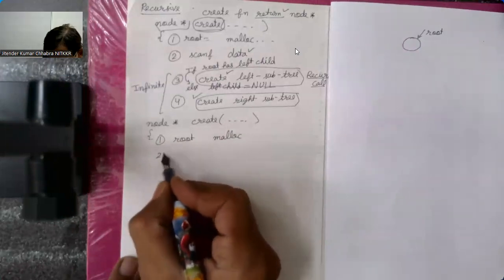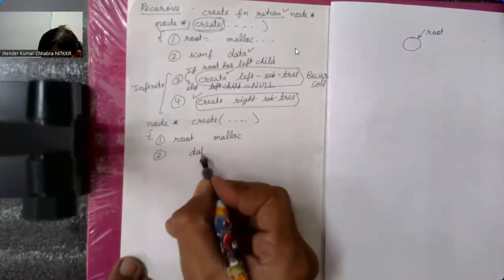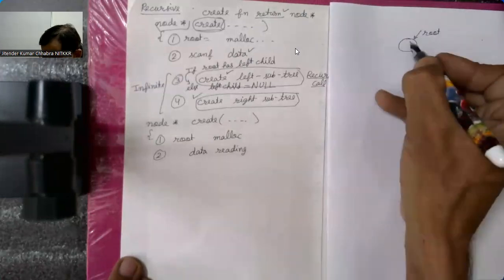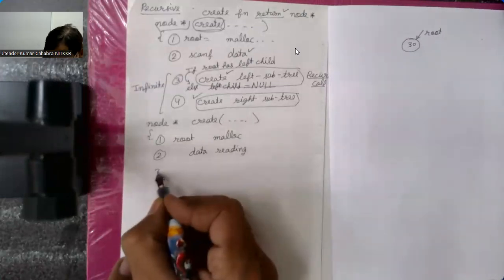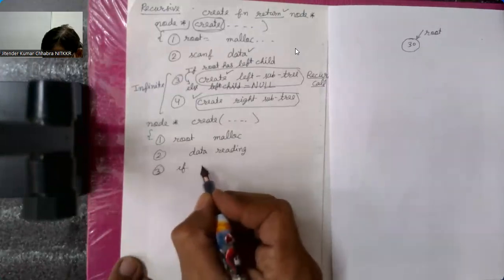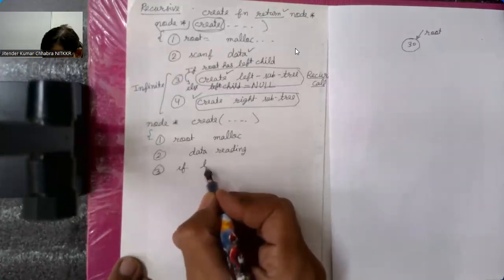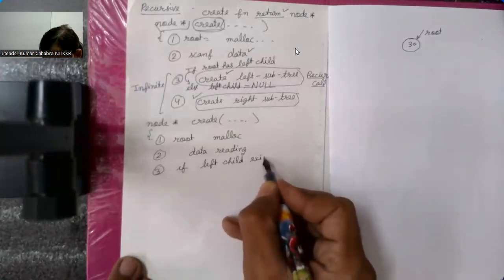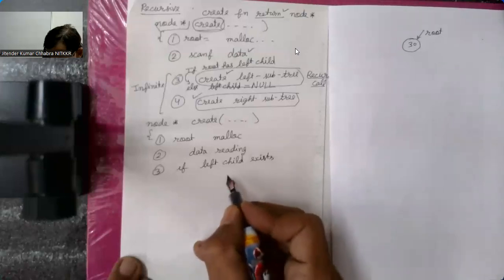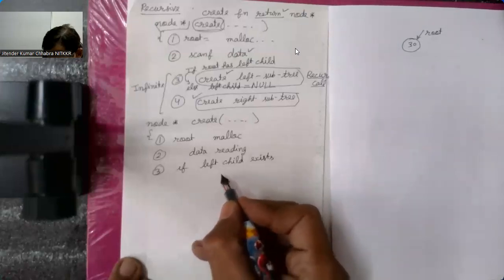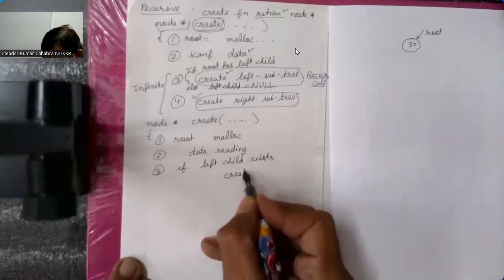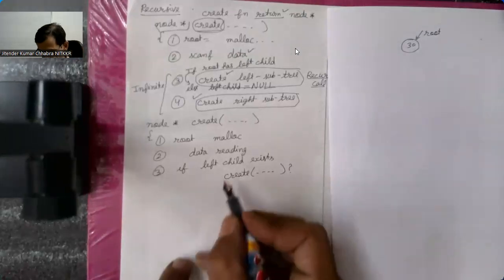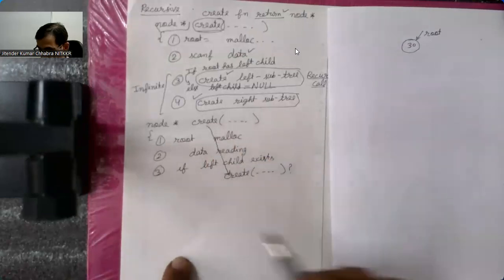Then second step, data to be read, say 30 or whatever data. So 30 read. Third, if left child exists, it means I will say choice taken. Effectively, I have to make a recursive call for create. Whether any parameter is needed or not, I have to think, but that will mean the same recursive call.